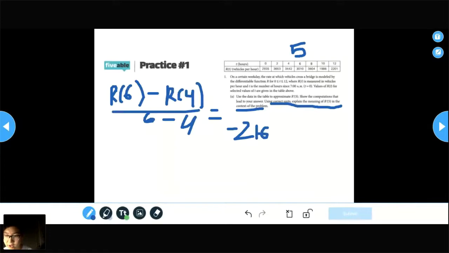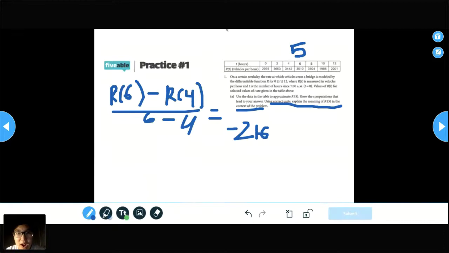Okay, we got an answer here. At time t equals 5 hours, the rate at which vehicles cross a bridge is decreasing at a rate of approximately 216 vehicles per hour per hour. At 5 hours, the rate at which vehicles per hour cross... Okay, Pearl, finish your answer. Derivative is the rate at how many vehicles per hour cross a bridge at time t equals 5.